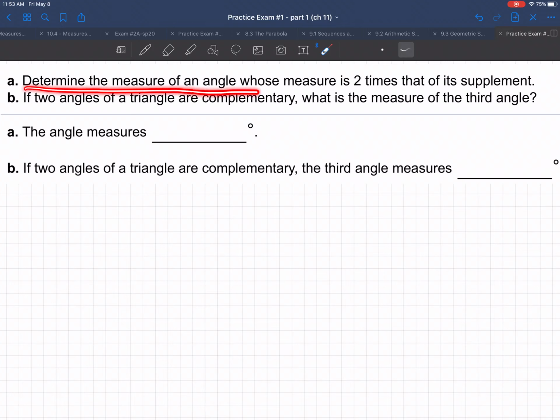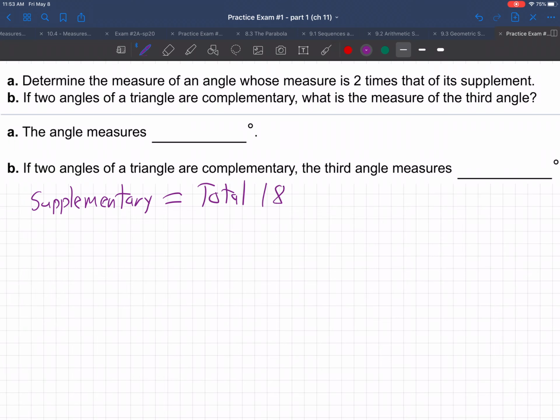Determine the measure of an angle whose measure is 2 times that of its supplement. So let's remember, first off, what are supplementary angles? That means they add up to be 180 degrees, supplementary angles here on part A.